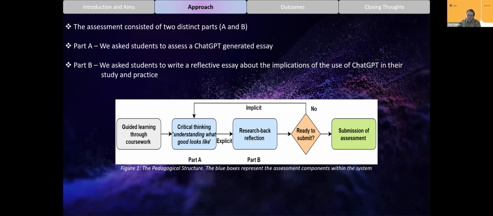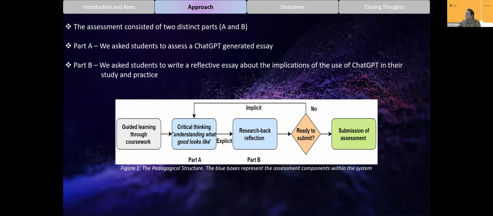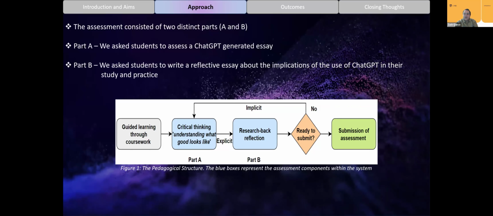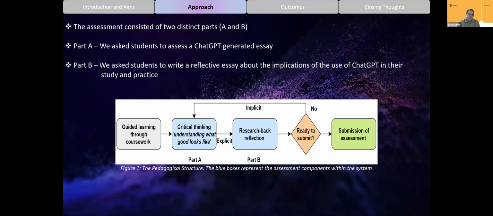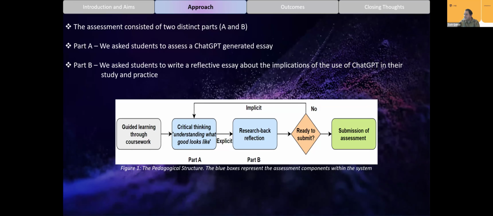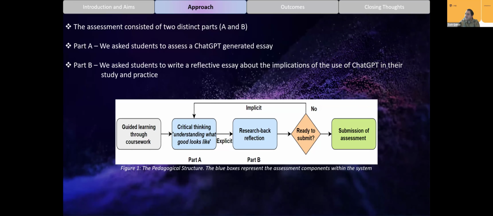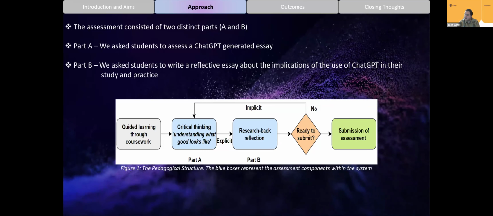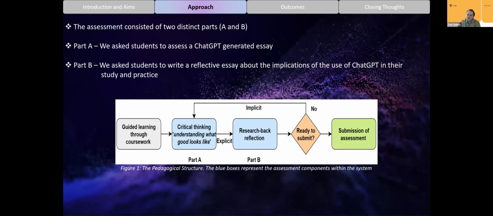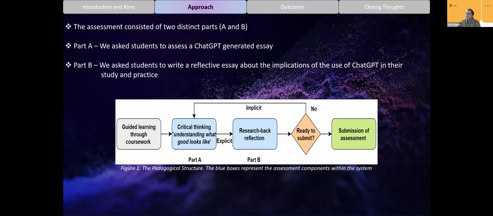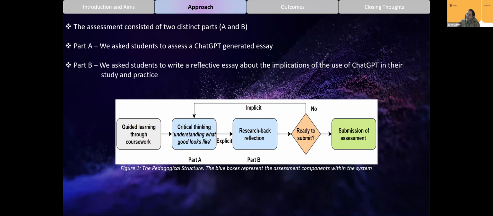The pedagogical approach was, in part A, we wanted them to have a look at what an acceptable essay is. And then in part B, we wanted them to do a research-based reflection. So we asked them questions where they would have to go and do research about ChatGPT. Now, there was an explicit instruction between part A and part B that says you will have to go and do research before you can provide your reflection. However, the approach also looked at whether students were able to implicitly go back to part A once they have done their research in part B and then improve part A.